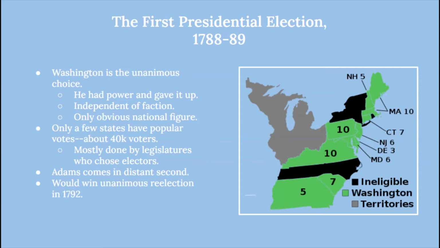One thing to note is that only a few states have popular votes at this time. So total, the people who vote in the first presidential election is about 40,000. And of those, they vote for Washington, or vote for electors who will vote for Washington. Remember, it's electors who actually cast the votes, even today, and each state chose how its electors were appointed. At this time, most electors are chosen by state legislatures, not popular votes. It's Republican, not Democratic.